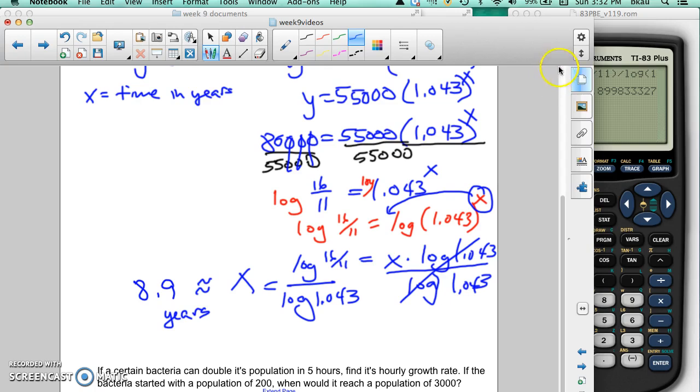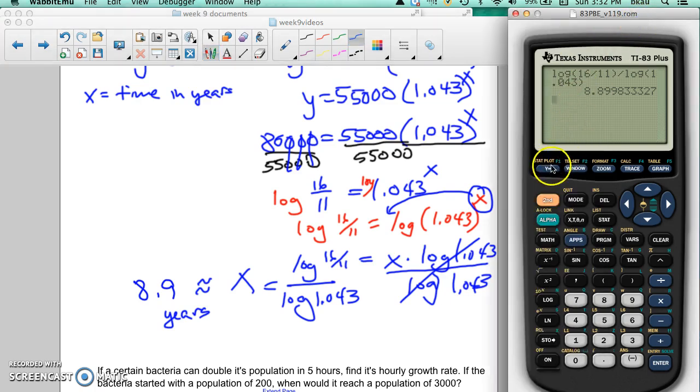Okay, let's verify that on the calculator. We plugged it in, but let's verify it using our graphing calculator. So we're going to put in our 55,000. Now we know it's 1.043 raised to the x power. And we want to verify that that's 80,000.